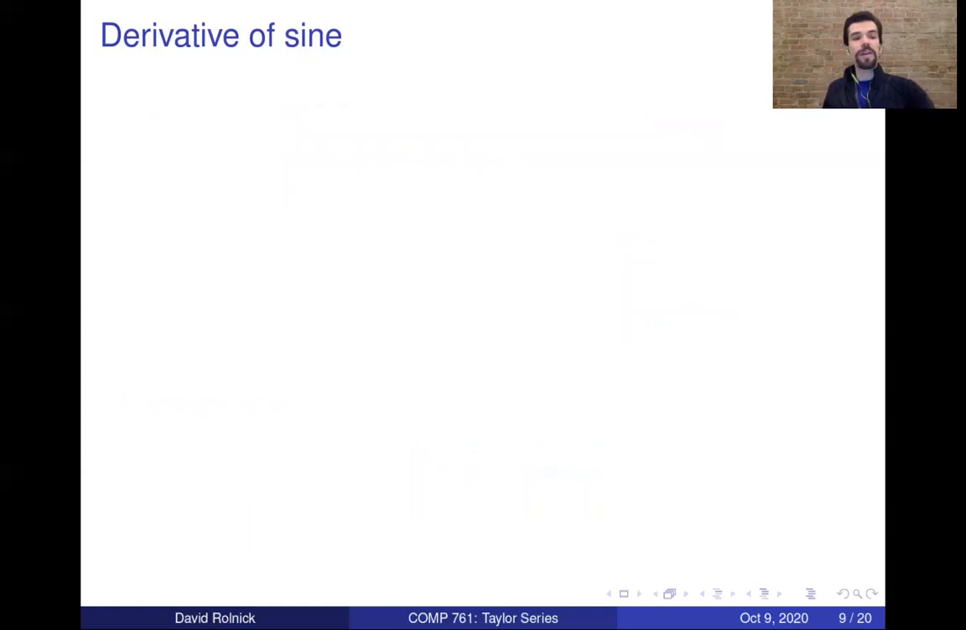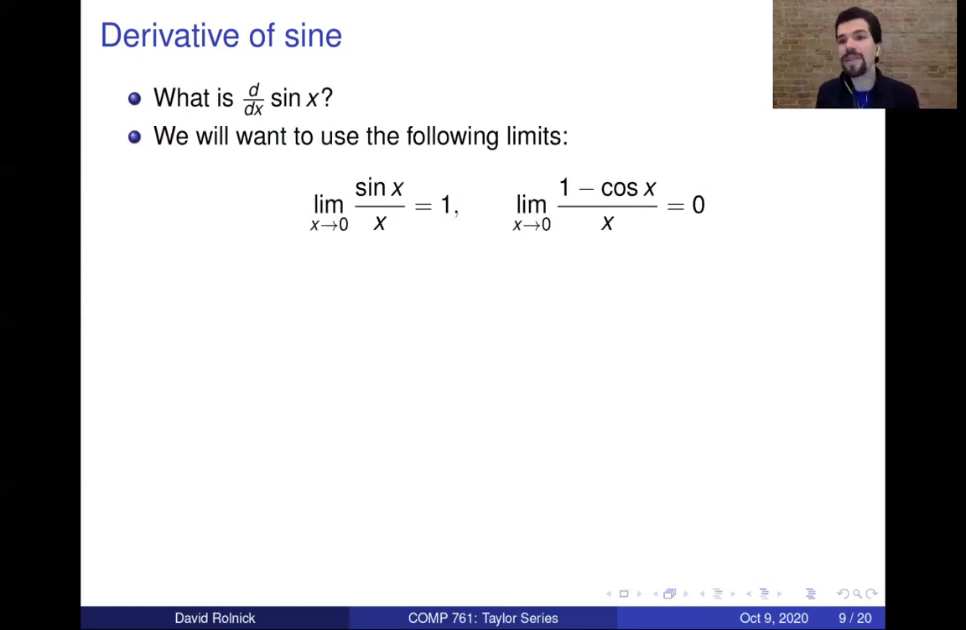Sine. So we haven't actually yet looked at the derivative of the sine function. So let's look at the derivative of the sine function. We're going to have to prove this. And so what is the derivative of sine? Has anybody seen this before? Yes, it's cosine, which is cool. Why is this true? We're going to use these following limits. And of course, we're going to prove why these limits are true.